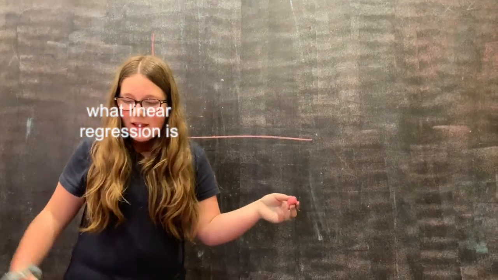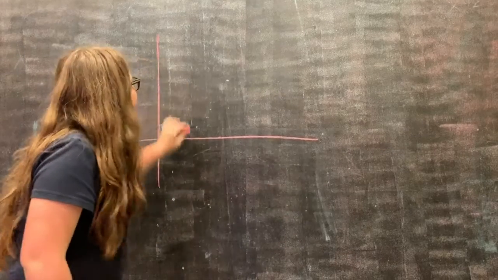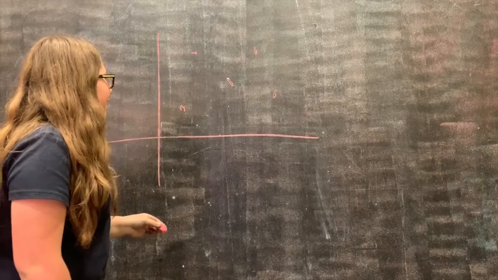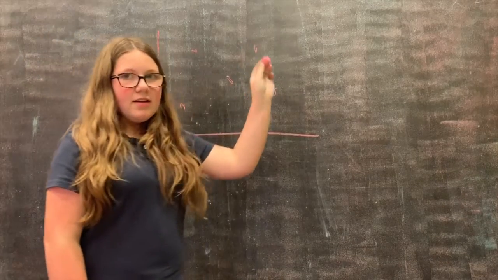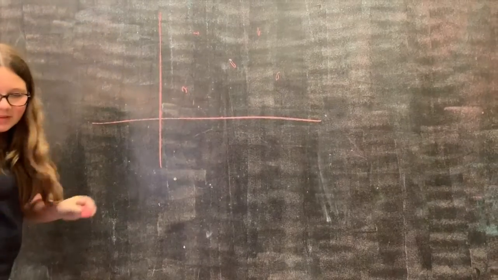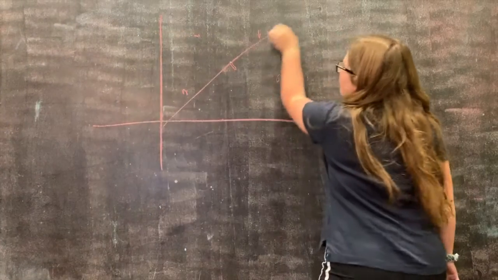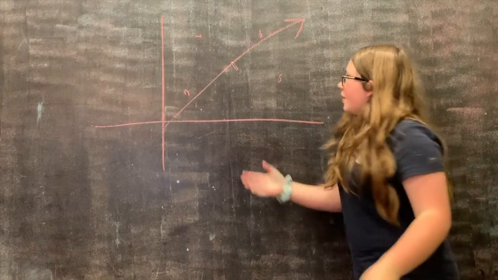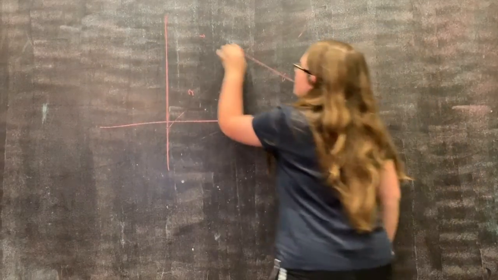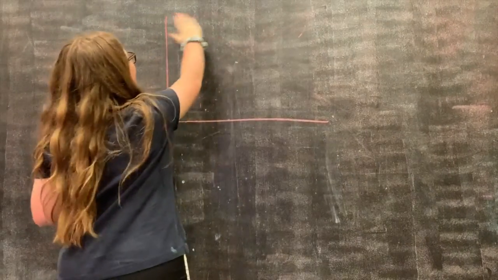So basically, it's finding the best fit line for a set of data points. So let's just say I had an experiment and I got these points. It would be like finding a line that goes through these sets of data points. So first of all, if it was this way, this would be a positive line. But if it were to go this way, it would be a negative line.